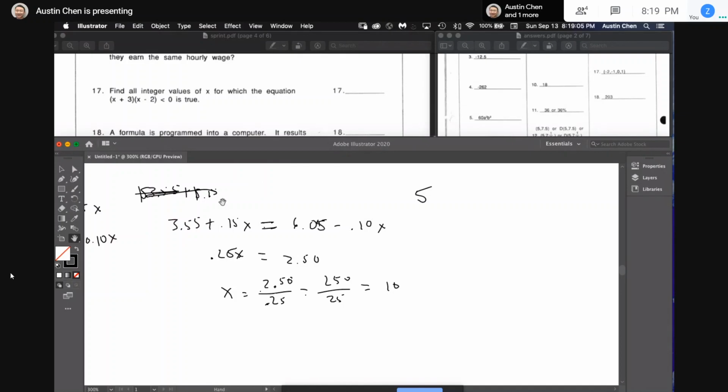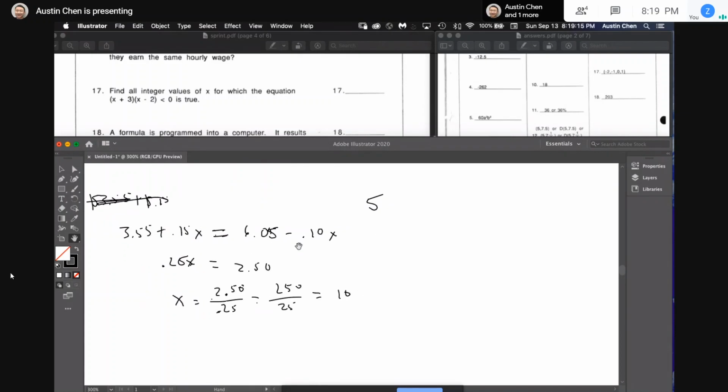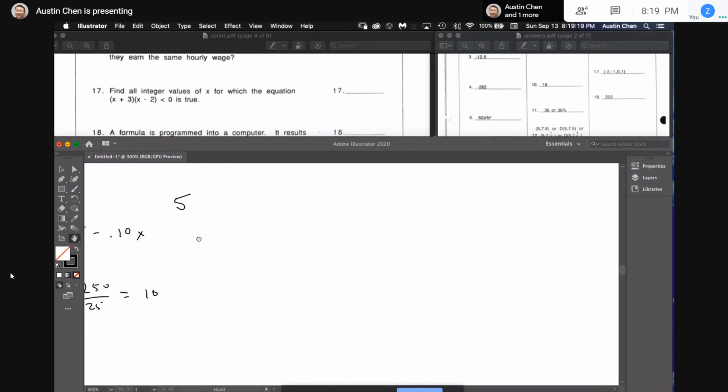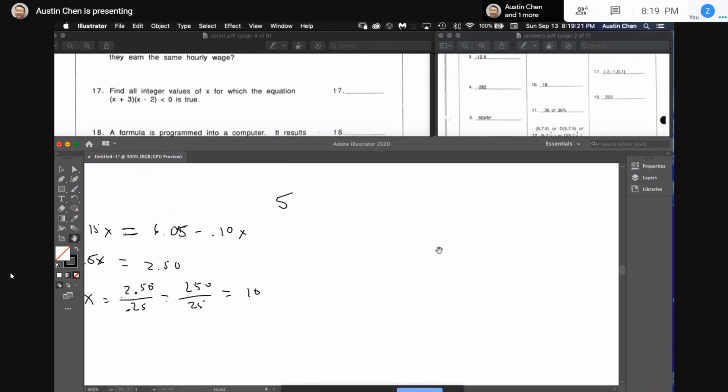Basically it's the same thing we did here, but if you can just visualize it this way, you don't really have to deal with equations and stuff. If you think of it that way, you might be able to do it a bit faster.